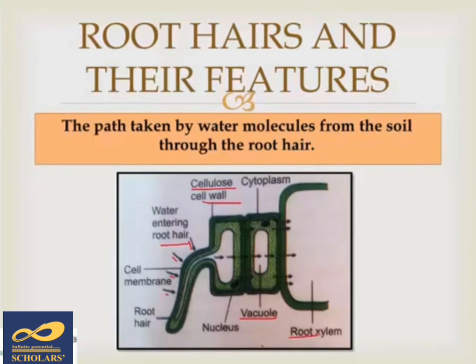This is root xylem. So water that is entering the root hair moves through cytoplasm, through the cell wall and finally it reaches the root xylem. This is the path that is taken by water molecules from the soil through the root hair.